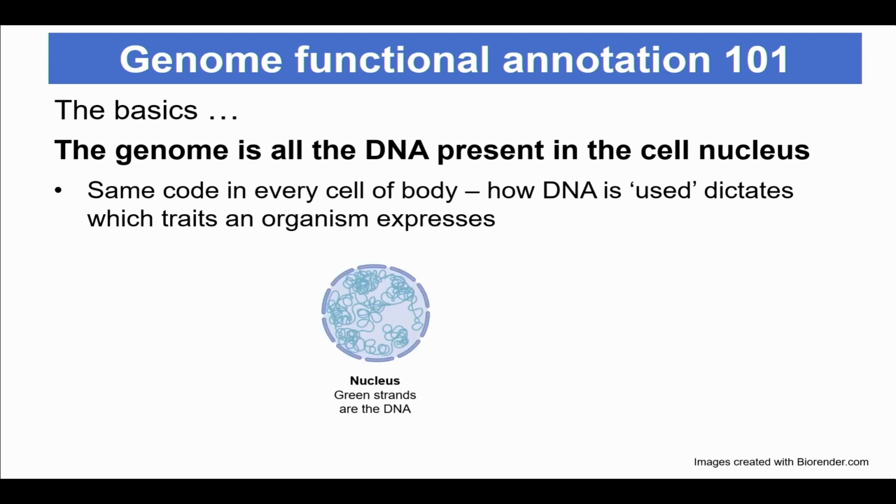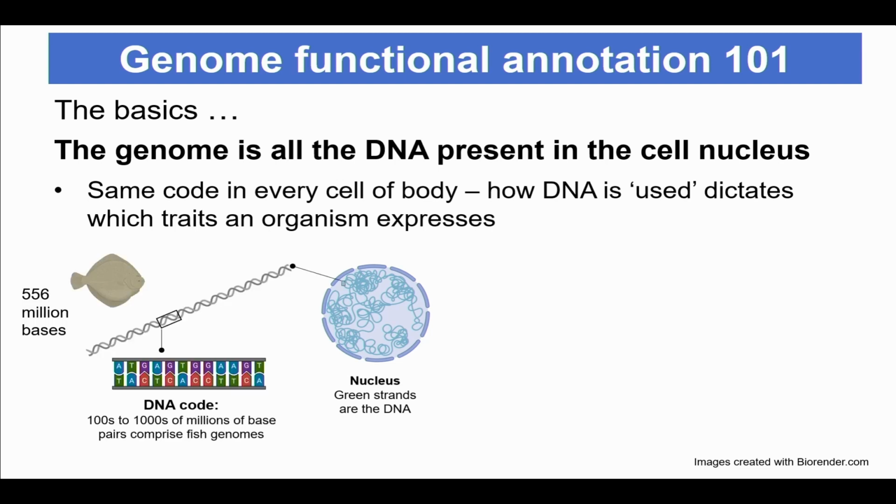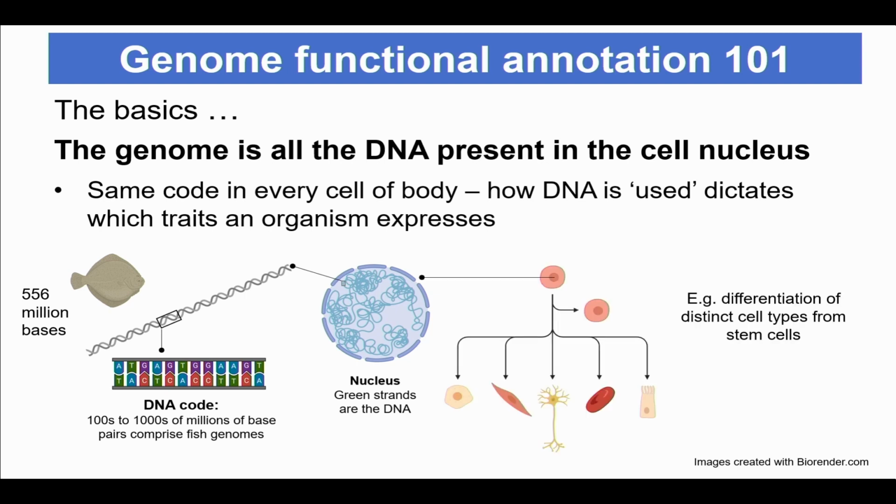And that all starts with the nucleus, this compartment within the cell. The DNA is the green strands within the cell. We can hone in on the DNA code as close as we want down to the individual letters. Of course, there's four letters in the DNA code. And to emphasize then just the sheer size of the genome. So a turbot is a species that has a relatively small genome, but it still has around 500 million separate DNA bases. A salmon has more like 3,000 million DNA bases. So a vast amount of information.